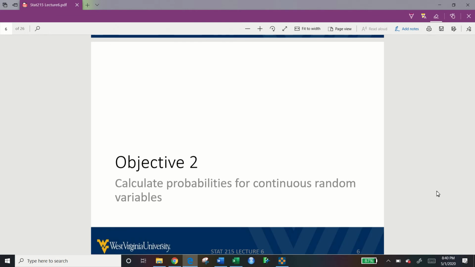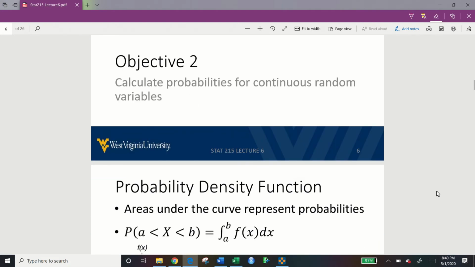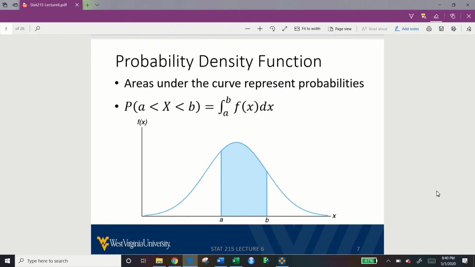To use our PDF, we have our objective 2, which is to calculate probabilities for a continuous random variable. For our probability density function, areas under our curve represent probabilities. So the probability of a less than X less than b is equal to the integral of f of x dx from a to b. We can see this visually in our function.